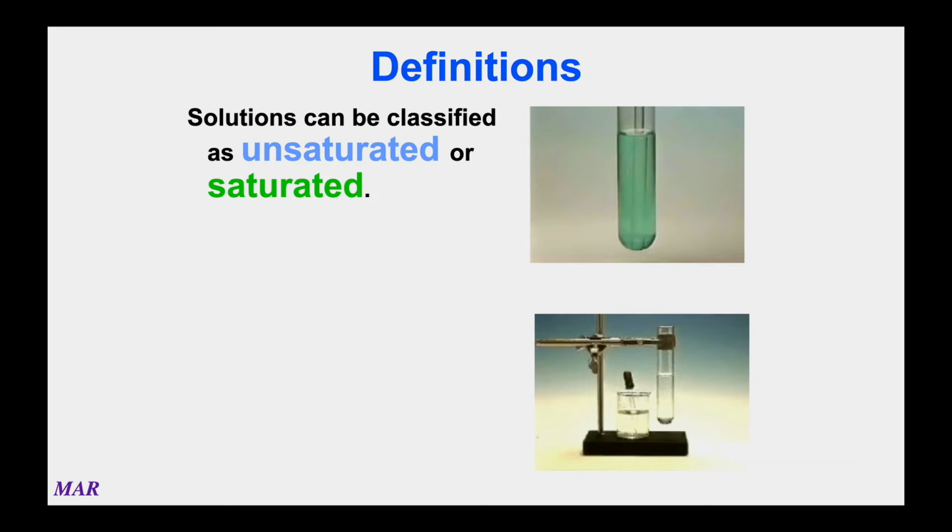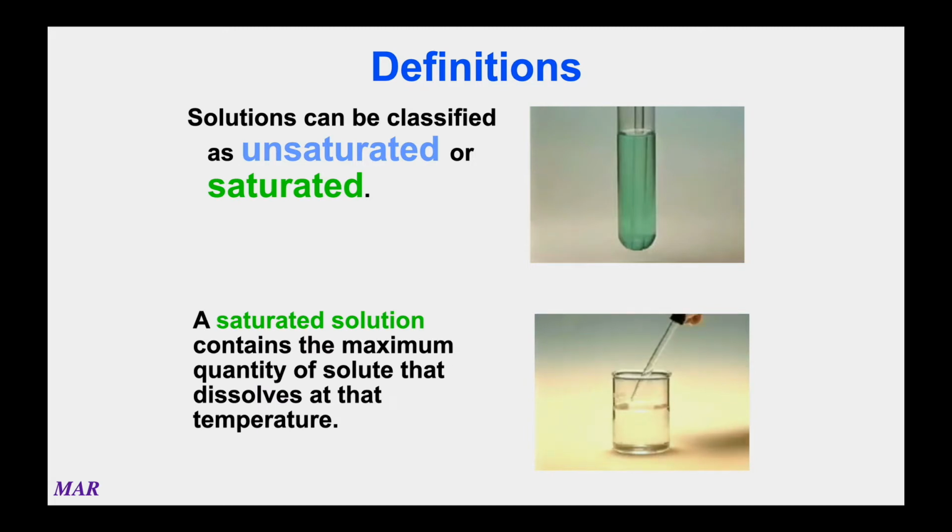We could add more solid nickel(II) chloride and it would continue to dissolve. But there would finally be a point where, as we added nickel(II) chloride, it would stay as solid. It would no longer dissolve. And you probably guessed it, that's when you reach the point of saturation.